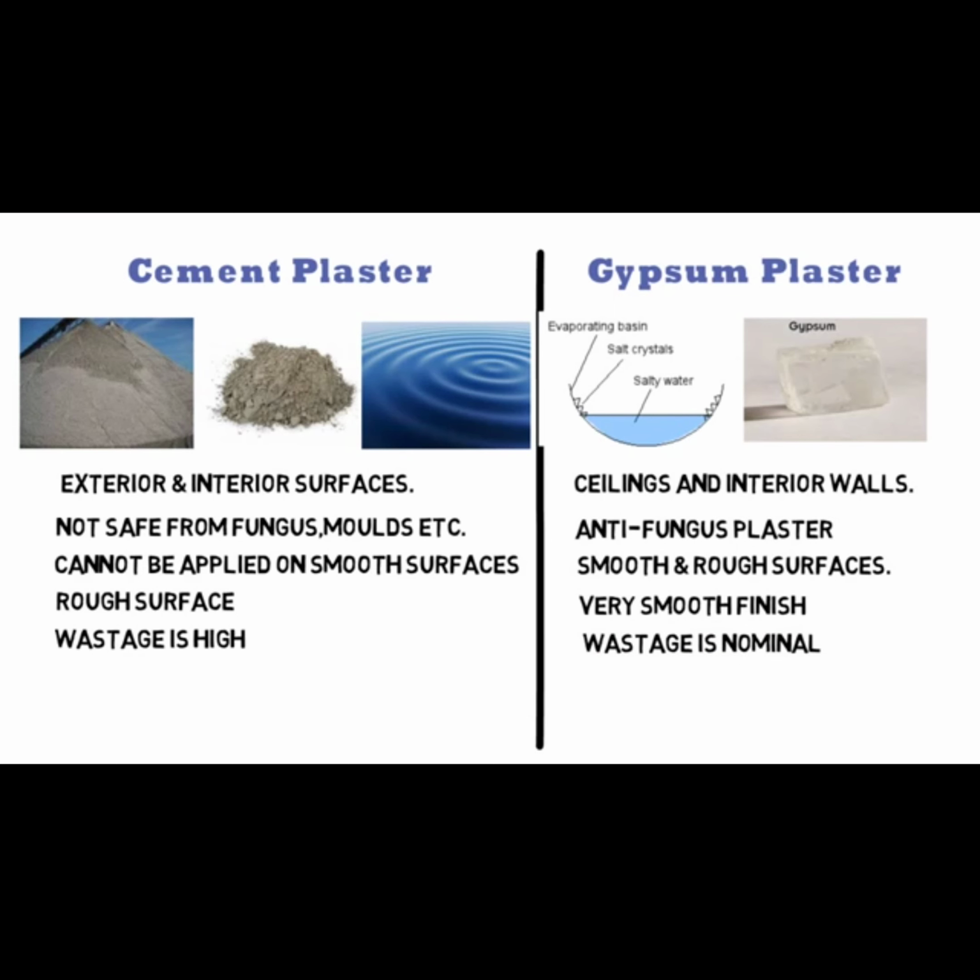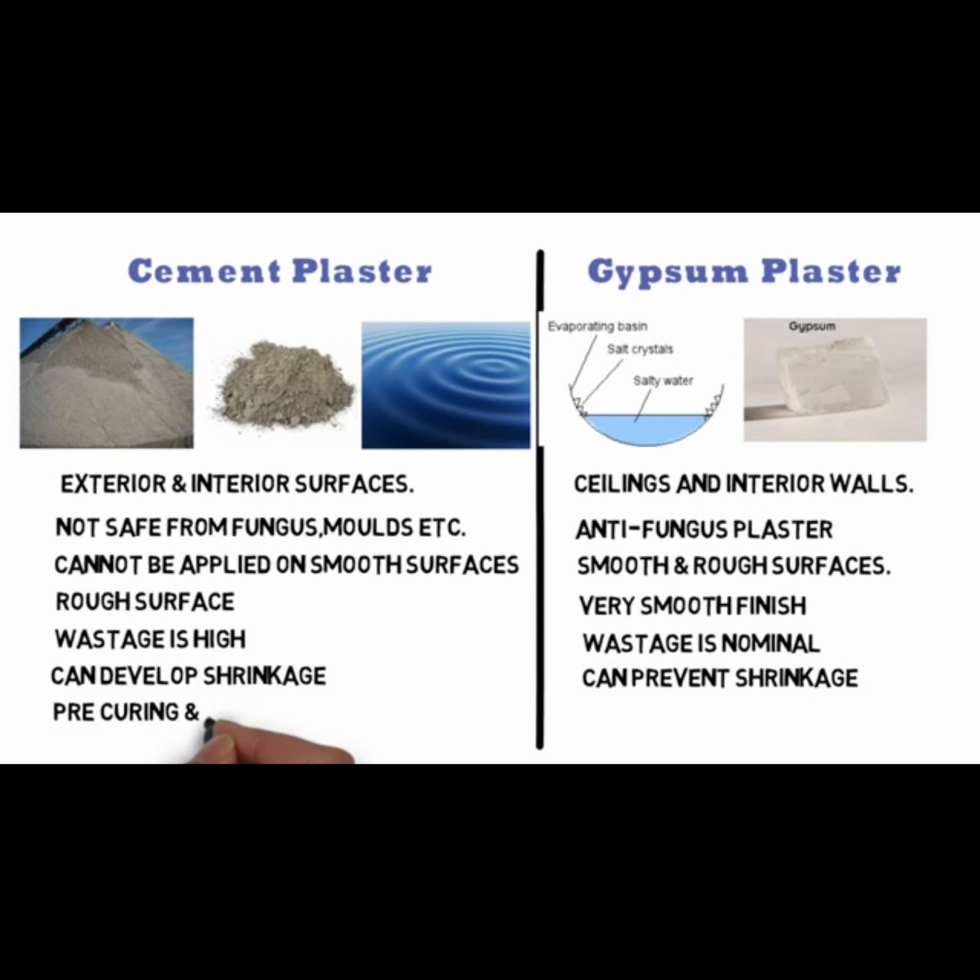Cement plaster can develop shrinkage because it has low tensile and flexural strength. Gypsum plaster can prevent shrinkage because it has high tensile and flexural strength. In case of cement plaster, pre-curing and post-curing is required. For gypsum plaster, no curing is required.